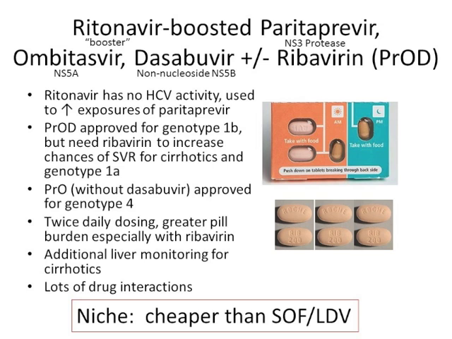Individuals that have genotype 4 disease can use just the pro part of this, the ritonavir, paritaprevir, and ombitasvir. They don't need the dasabuvir. But individuals with genotype 1A also need ribavirin. And so it's similar to the grazoprevir-elbasvir in that these patients may have baseline NS5A variants, and the ribavirin just helps them get a higher cure rate.